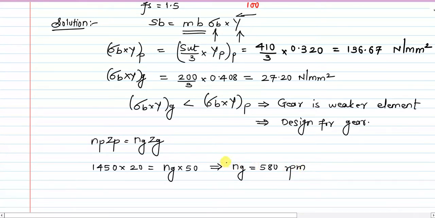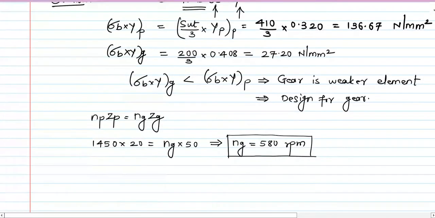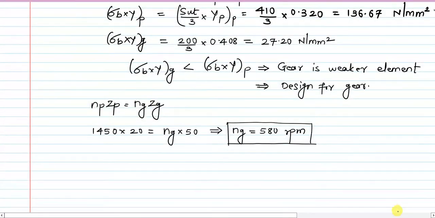So we have NG. Why do we need NG? Because we will need to find out the module on the basis of beam strength, and for that purpose we will need ZG as well as NG. Right now we do not know anything about velocity. It has not been specified in the problem statement. So let us assume a pitch line velocity of 5 meter per second.